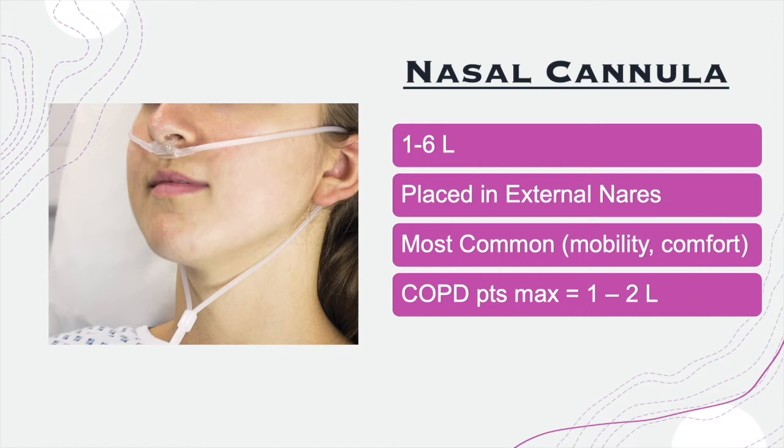Now, it's also the most commonly used oxygen device due to things such as mobility and comfort for the patient. Another key fact is that the maximum amount of oxygen COPD patients can receive by means of nasal cannula is 1 to 2 liters, okay, for those COPD patients. Remember, they breathe due to the lack of oxygen, so we're going to provide little by little. We don't want to give them too much.